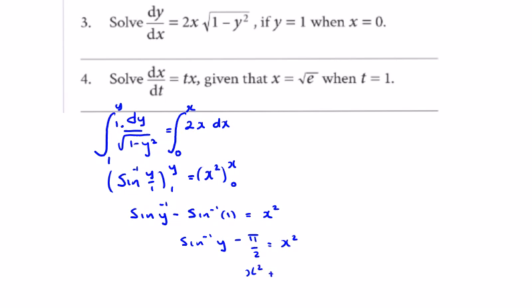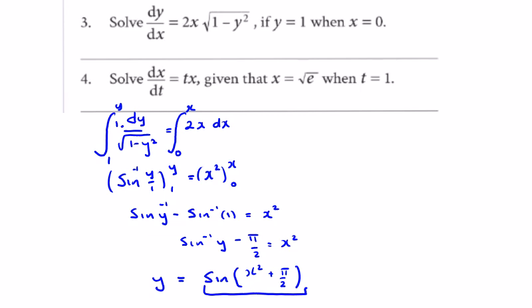So x squared plus pi over 2 will be the sine of the angle. So y is equal to the sine of x squared plus pi over 2 for number 3.